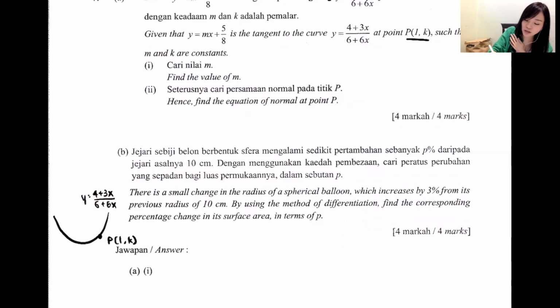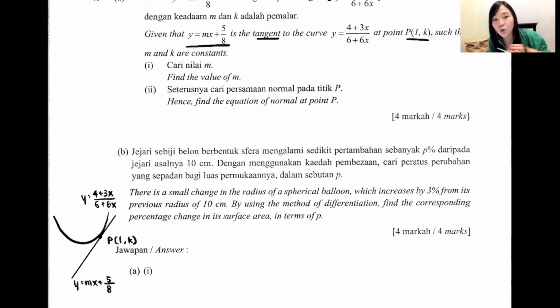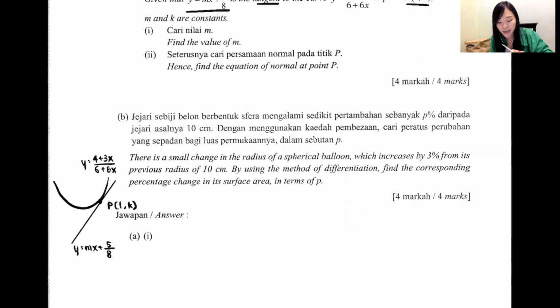At the same time, they give you this. This one they say what? It's a tangent. You guys know or not? A tangent is a straight line that touches the curve at one point. So since they say point P, I think the tangent will look like this. This tangent they say is y equals mx plus 5 over 8. I hope all of you are okay because this is everything they provide so far. They say such that m and k are constants.